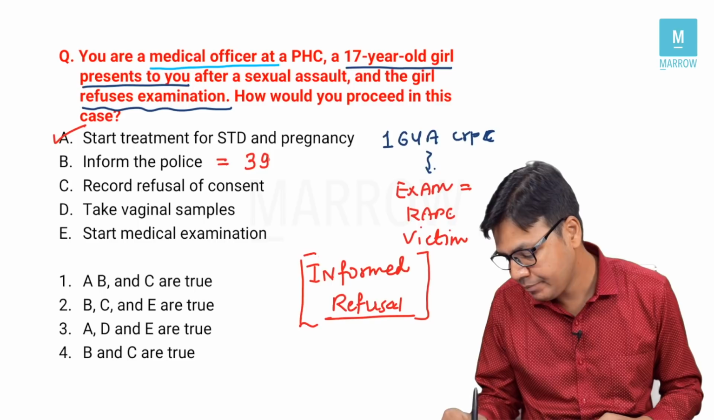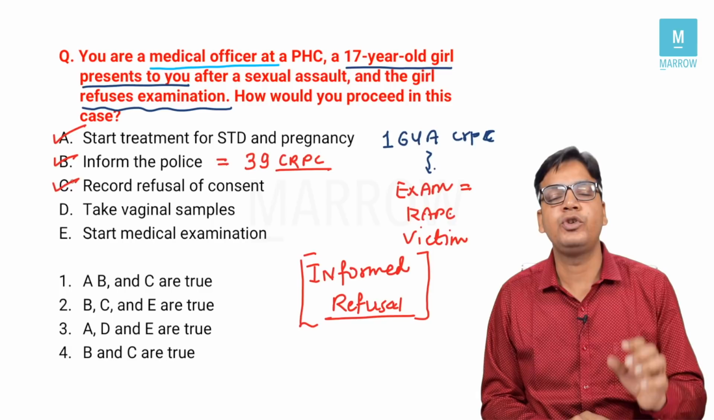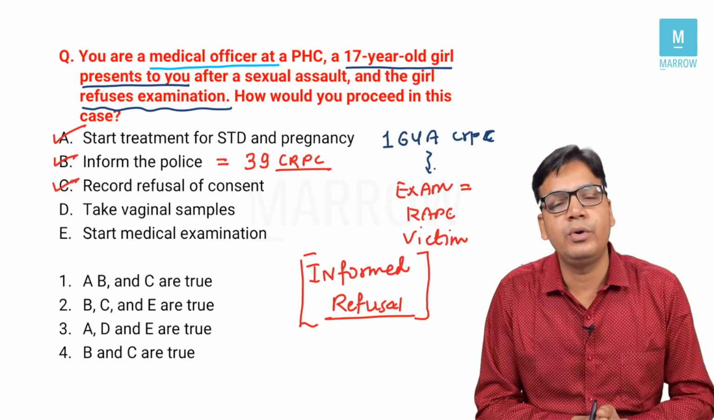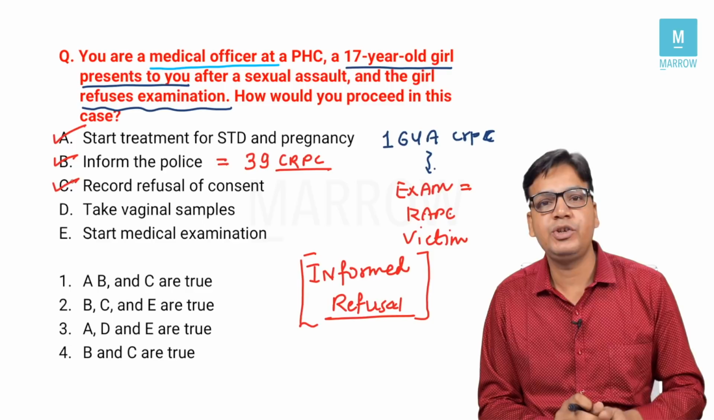Section 39 CrPC. Done. Record refusal of consent? Yes, this informed refusal should be well documented. Take vaginal sample? No. We should not go for the vaginal sample or vaginal swab. Generally, we take four swabs, but these are not taken in this case because she is refusing. Start medical examination? No, you cannot start when she refuses. So, these two are not correct.